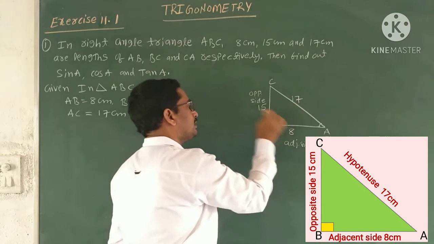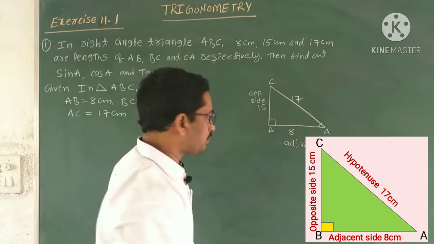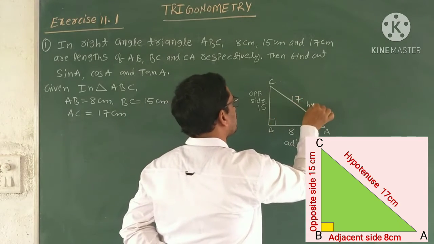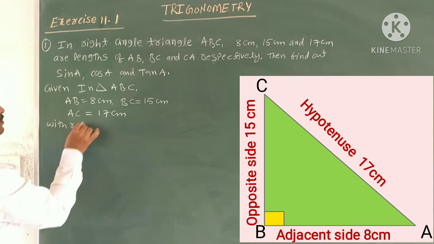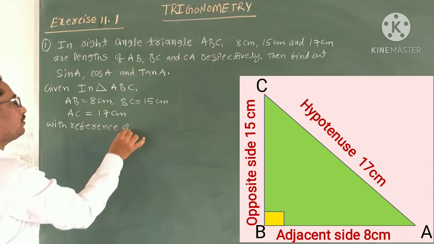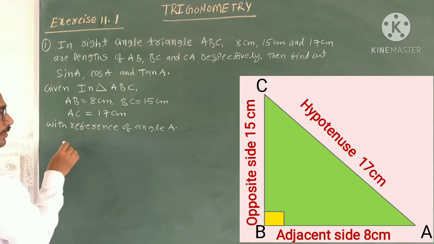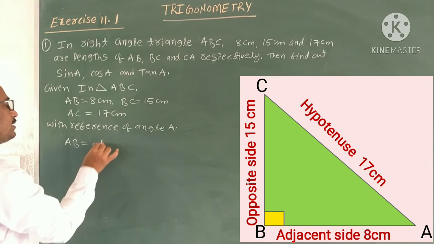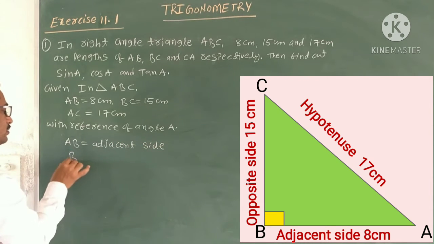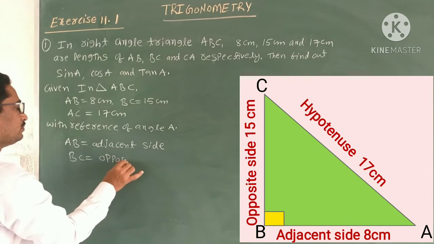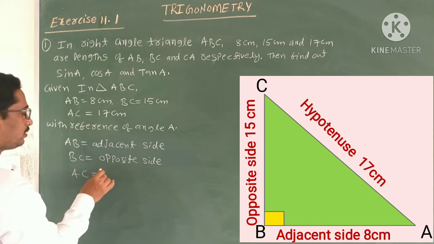Next the longest side is always opposite to the right angle. Here the right angle at B, the longest side is AC, which is always opposite to right angle, so this is known as hypotenuse. Now write down with the reference of angle A the sides name. AB equal to adjacent side. Next BC equal to opposite side. Next AC or CA both are same, AC equal to hypotenuse.